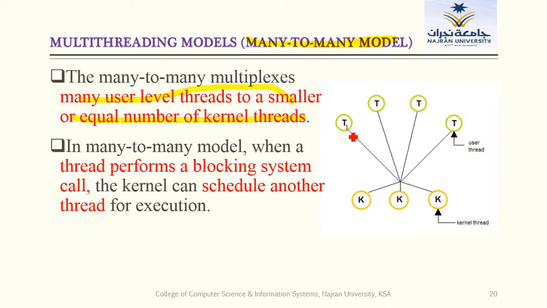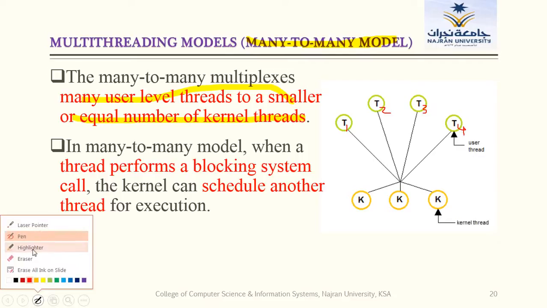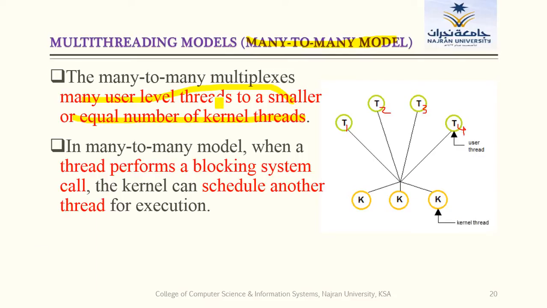If you see this diagram, we have four user level threads. If I name them T1, T2, T3 and T4, thread 1, thread 2, thread 3 and thread 4, they are mapped to a smaller or equal number of kernel threads. How many kernel threads do we have? 1, 2, 3. So what is the maximum number of kernel threads here? We can have only 4, not more than 4, because there are 4 user level threads. So we have a smaller or equal number of kernel threads in this model.